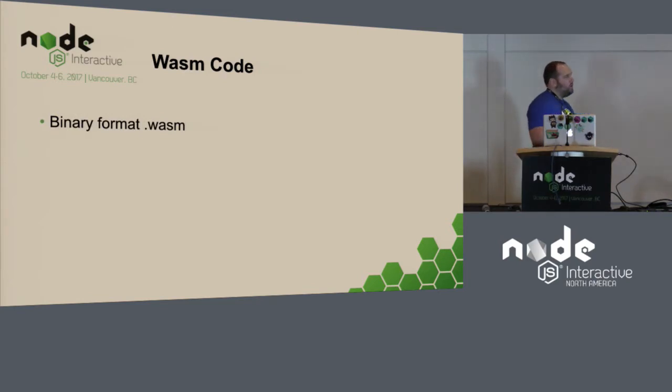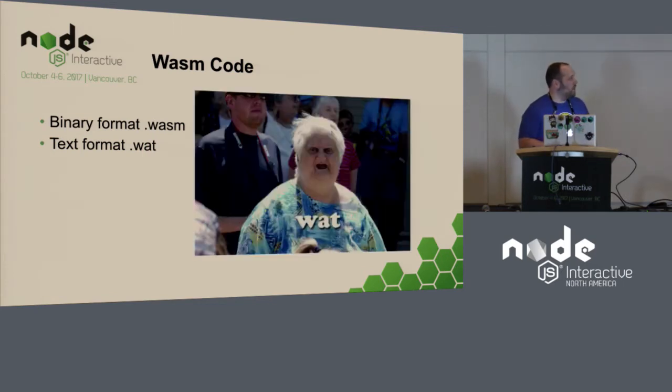WebAssembly code itself is binary. You're not going to open up these files and peek at, well, maybe you should. I don't know. Open it up and check out what's in there. But what you probably will look at is the text version. That's called a WAT file, W-A-T. It used to be WAST. I thought maybe they thought WAT would be funnier. I don't know. But anyway, that's what we've got. WAT files.